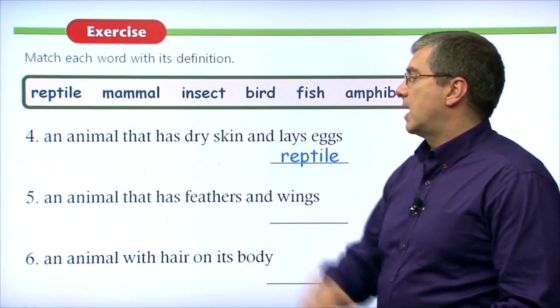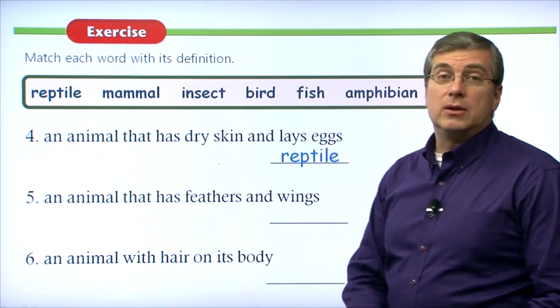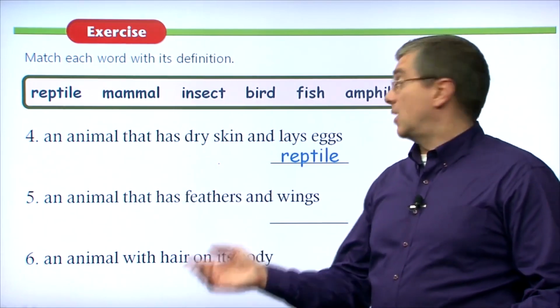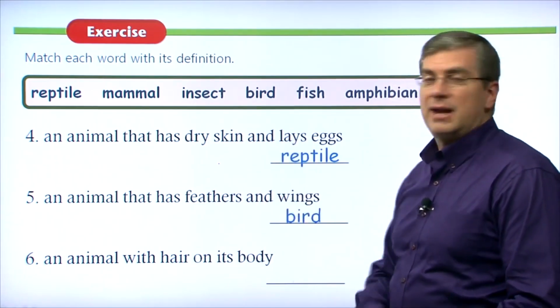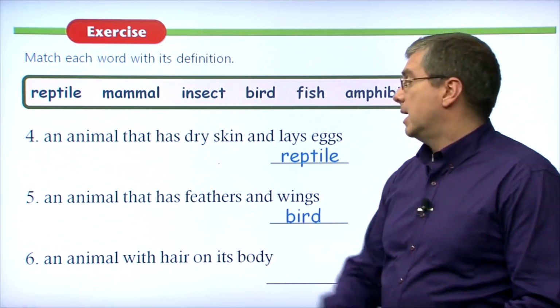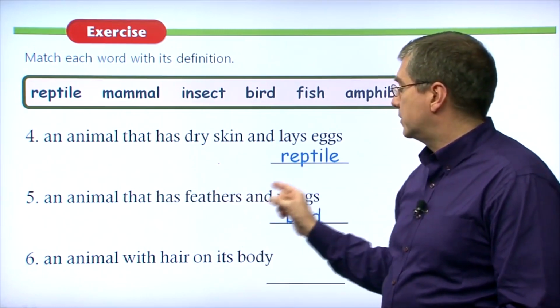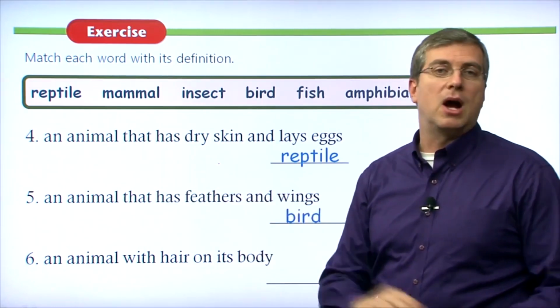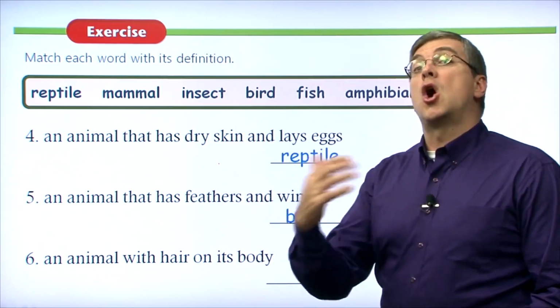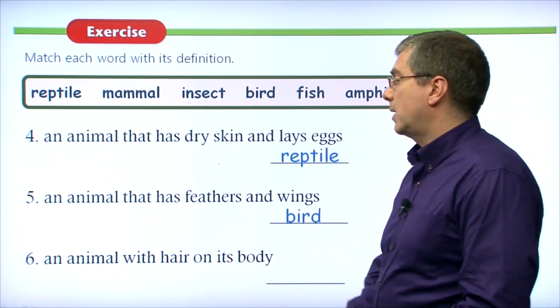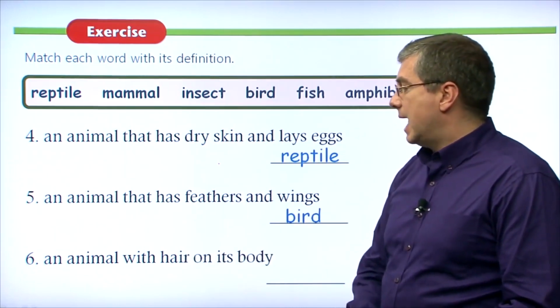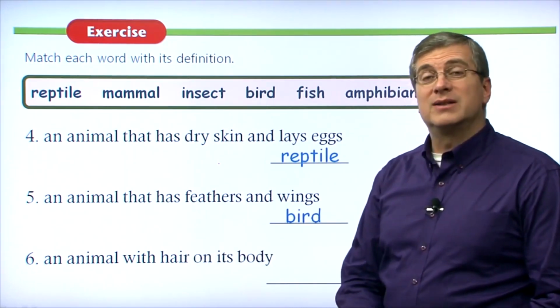Okay? Number 5, an animal that has feathers and wings. Well, and it also lays eggs, by the way, of course. So that was the other one we were talking about. That, of course, is a bird, right? A bird is an animal that has feathers and wings. That's pretty obvious, right? By the way, it also lays eggs. Birds also lay eggs.